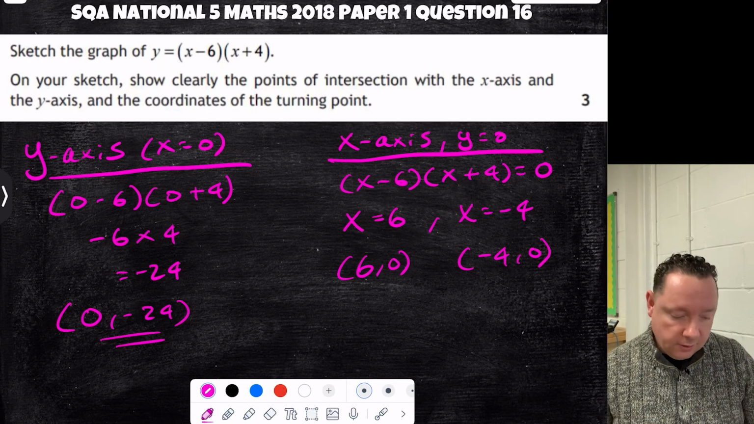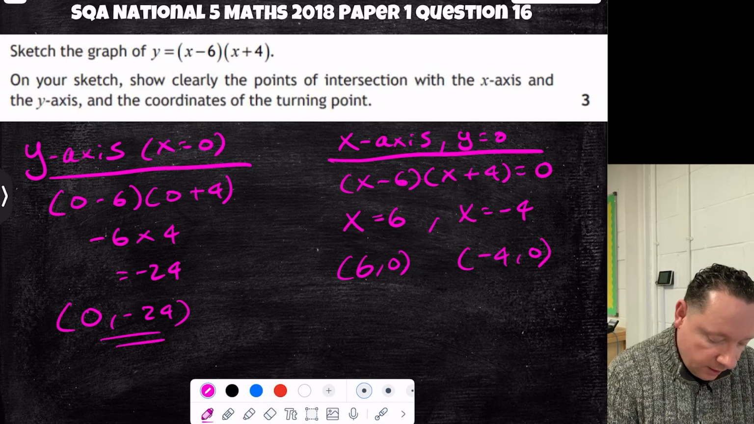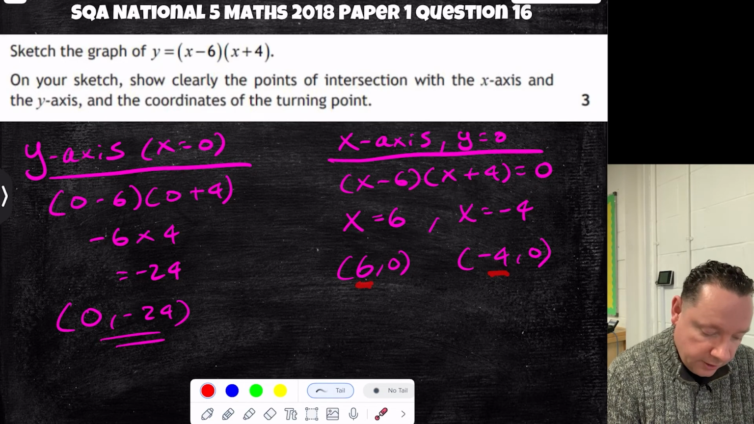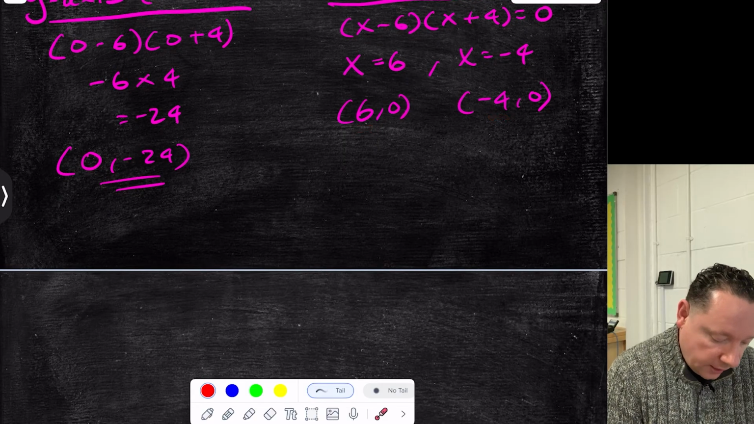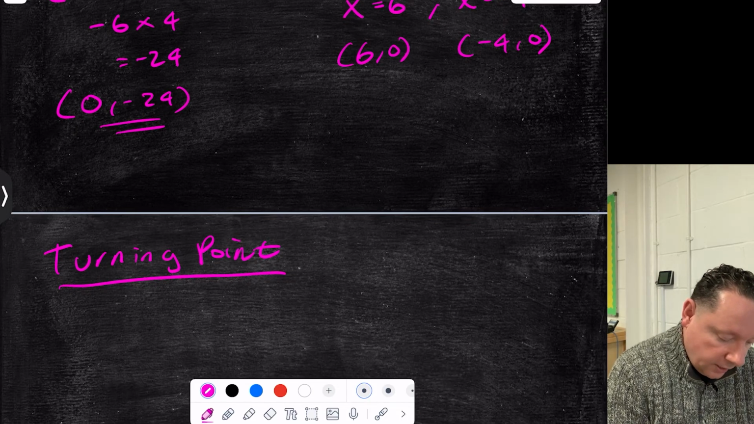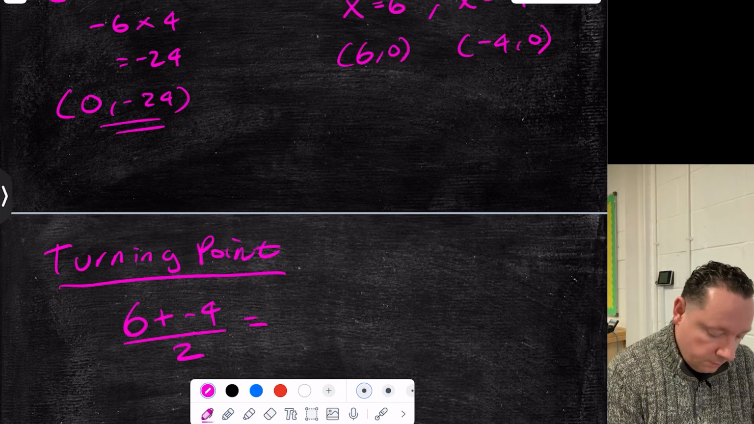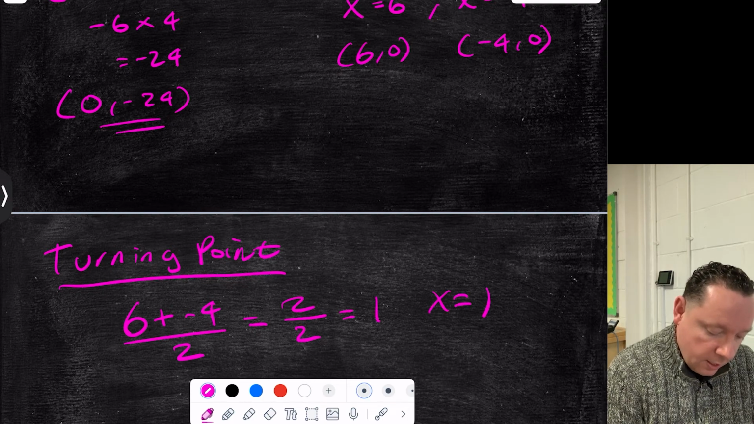Now, the turning point is interesting. There's a couple of ways to do it, but the simplest way is to realise that the turning point happens in the middle of the 2 roots, where it cuts the x-axis. So I want the middle of 6 and minus 4. All you have to do to get the middle is add up 6 and minus 4, and then divide by 2. So 6 minus 4 is 2, divided by 2 equals 1. So x equals 1 is the turning point.